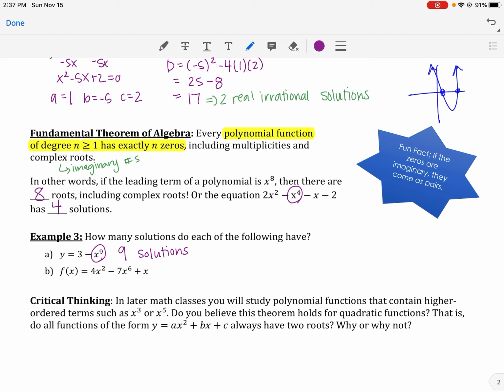If you got something like f of x equals 4x squared minus 7x plus x, 7x to the 6th is the highest degree, so you just got to look at that exponent. It's the 6th degree. So there's possible of 6 solutions. In later math classes, you'll study polynomial functions that contain higher order degrees, such as x to the 3rd or x to the 5th. Do you believe this theorem holds true for quadratic functions? So meaning, do you believe there's at least 2 solutions for every quadratic?